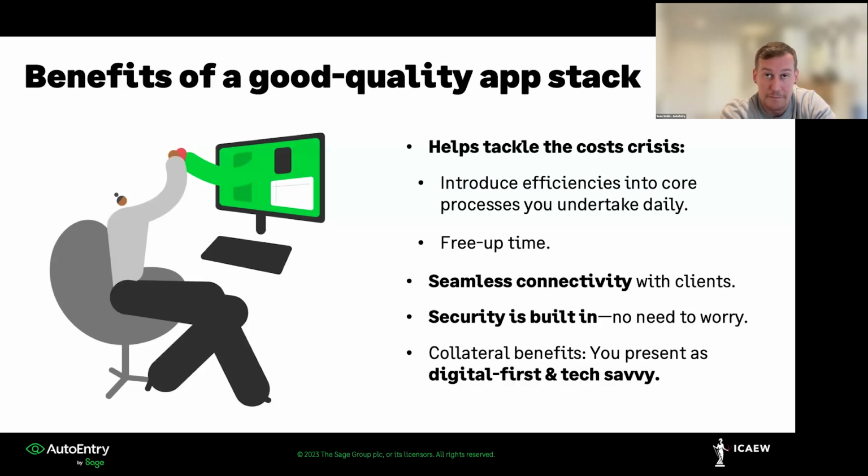Certainly by removing those tasks and freeing up individuals, whether junior or senior, to do more valuable or more interesting work in front of clients, maybe doing the business advisory piece, taking the numbers and bringing them to life, it can really help with the recruitment issue that we certainly have in the industry at the moment.